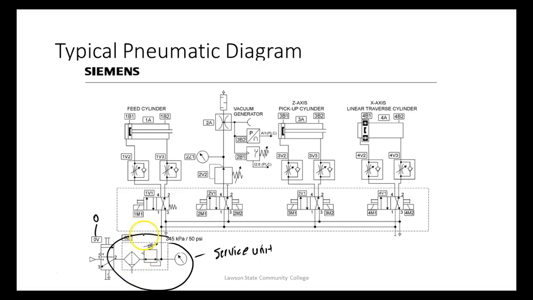Well, this is a symbol for a filter with a drain. This is a symbol of a pressure regulator. Adjustable. See, anytime we see an arrow moving through a symbol, it means it's what? It means it's adjustable.